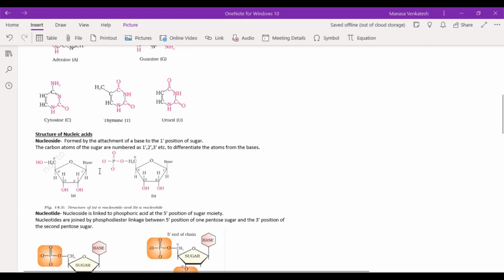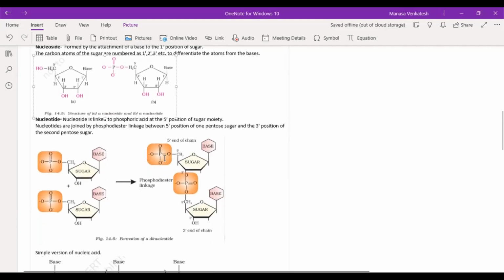And nucleotides are joined by the phosphodiester linkage between the fifth position of one pentose and the third. Okay, not to complicate this. So at the first position, we know you have a base attached to it. So this is the first, second, third, fourth, fifth, right? So what happens is there is a bond formed between the fifth carbon, the phosphoric acid, this part, and the third carbon. And this leads to the formation of something called phosphodiester linkage.